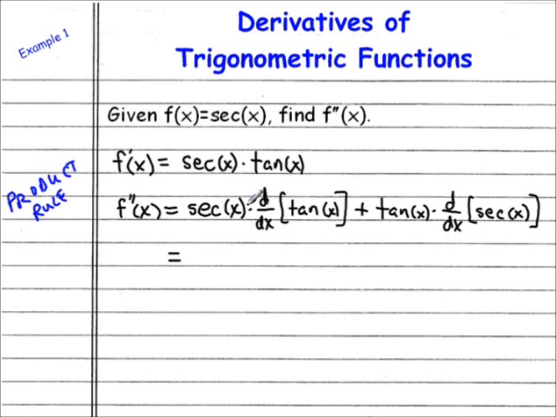Once again, first function times derivative of second plus second function times derivative of first. Now, we just discussed, or we can look up, that the derivative of the tangent function is secant squared, pardon me. So we have in this case the secant x and the resulting derivative of tangent x, which is secant squared x.